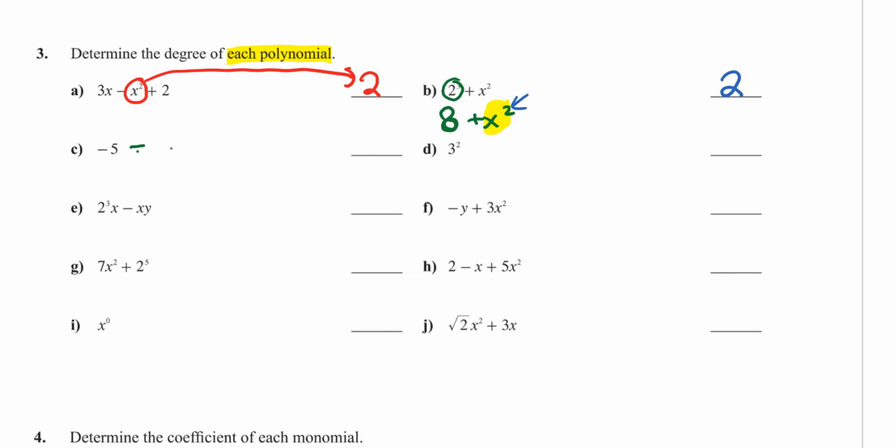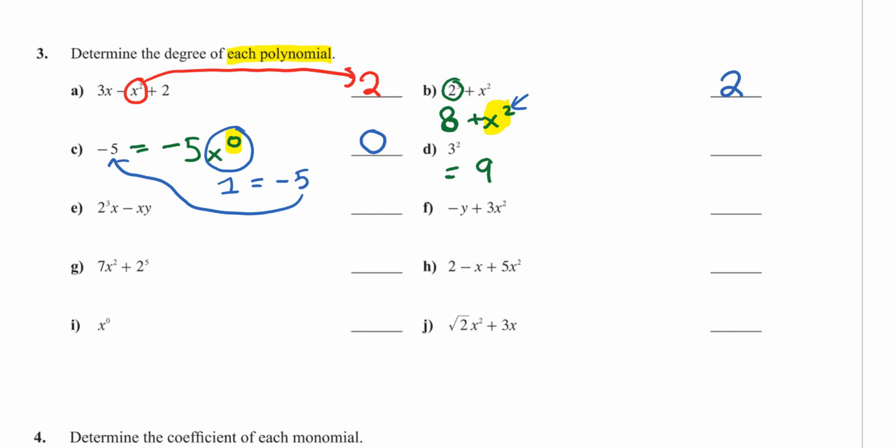Now for letter c, negative 5, I can rewrite this as negative 5x to the power 0. And the highest power on the variable there is going to be 0, so this will be just 0. Remember, x to the power 0 is just 1, so this is the same thing as negative 5 times 1, which is negative 5, which is the original statement. But I'm going to rewrite that with x to the power 0 because for the degree, I need to look at the variables and their powers. Okay, for letter d here, 3 squared, well, that's 9. And then it has an x with the power 0 because x to the power 0 is 1, which is still 9. But the highest power in the variable is 0, so my degree here is going to be 0.